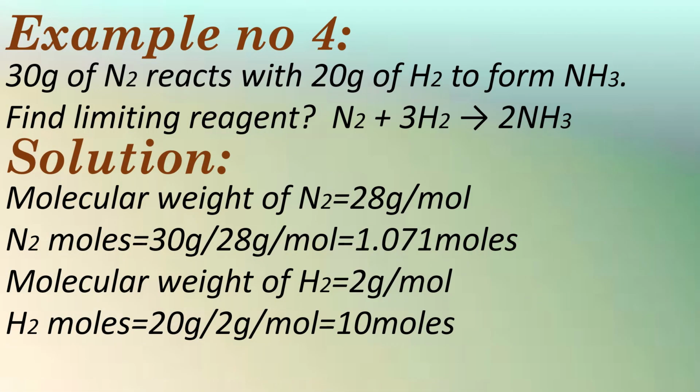Example number 4. 30 gram of nitrogen reacts with 20 gram of hydrogen to form ammonia. Find the limiting reagent. Nitrogen plus 3 hydrogen gives 2 moles of ammonia.